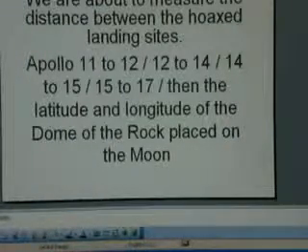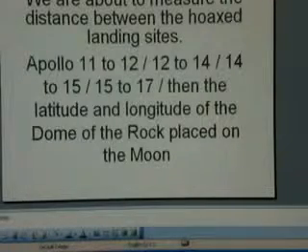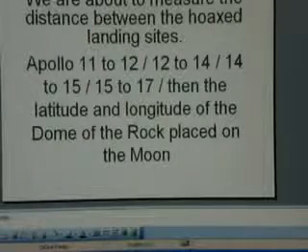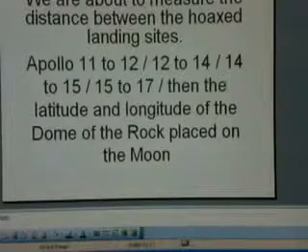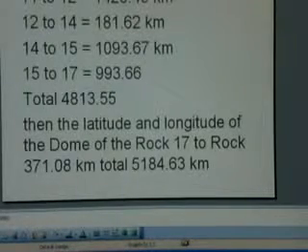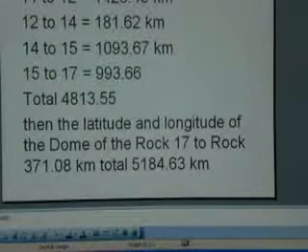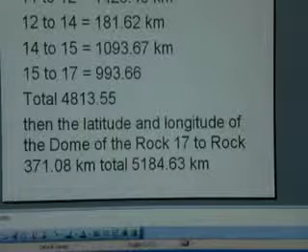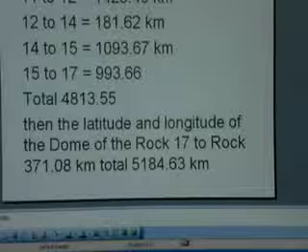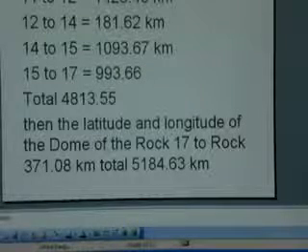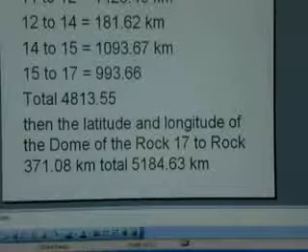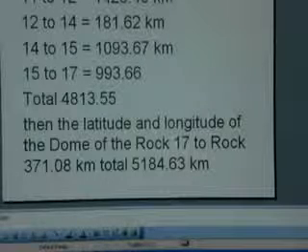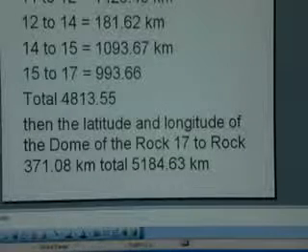This is Apollo 11 to 12, 12 to 14, 14 to 15, 15 to 17, then the latitude and longitude of the dome of the rock placed on the moon, which we've done for you just a moment ago. And the numbers are 1426.45, 181.62, 1093.67, 993.66, totals 4813.55. That's Apollo 11 through to Apollo 17.